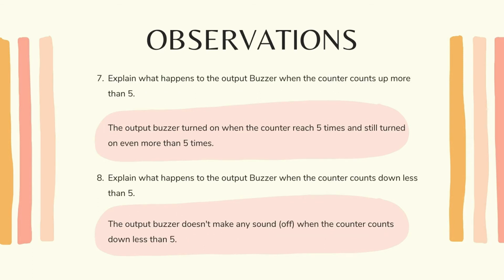For observation number 7, explain what happened to the output buzzer when the counter counts more than 5. The output buzzer turns on when the counter reaches 5 times and is still on even after more than 5 times. Observation number 8, explain what happened to the output buzzer when the counter counts down less than 5. The answer is, the output buzzer doesn't make any sound, which is off, when the counter counts down less than 5.